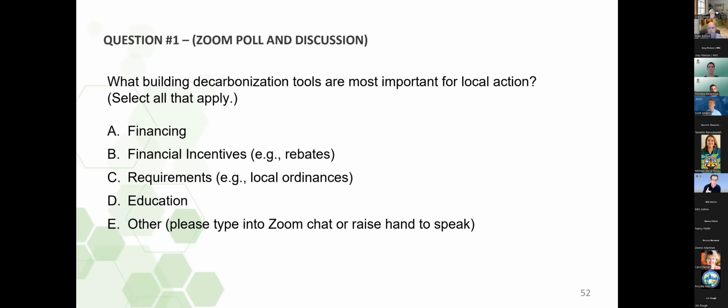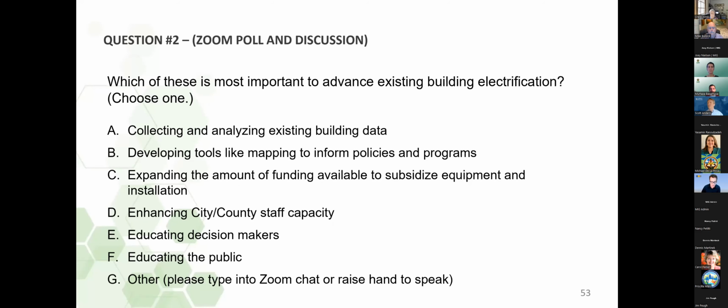Let me introduce one other polling question quickly, just to further round out the building decarbonization perspective. To give you the preview, here it is. This one, we are going to ask you to just pick one, to make it challenging for the sake of conversation. Which of these is most important to advance existing building electrification?